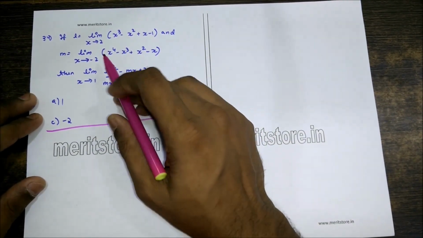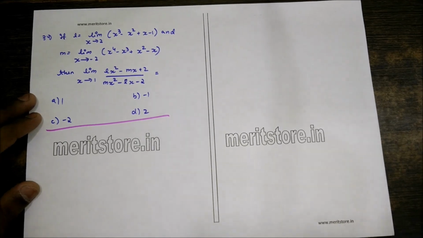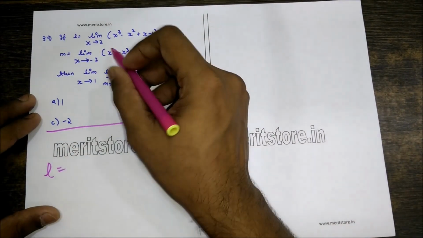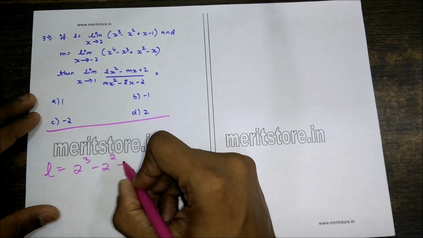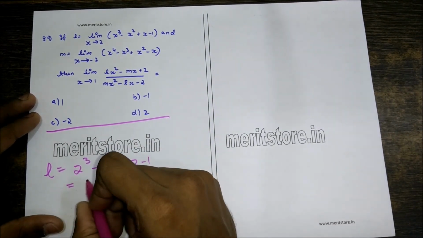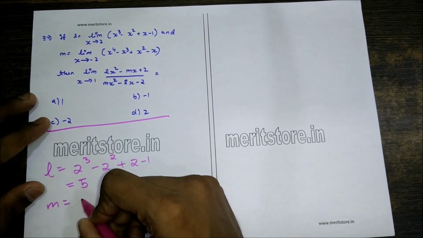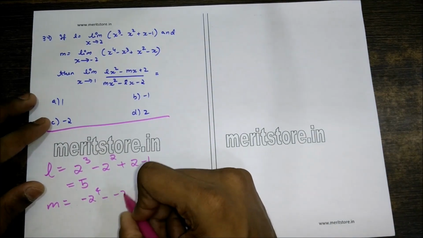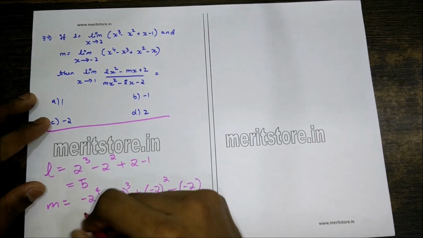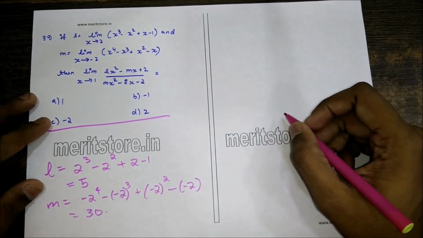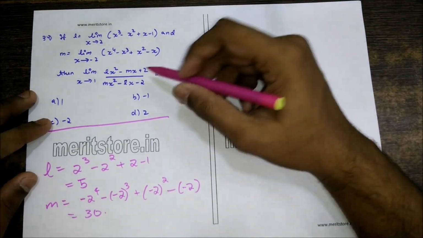L is equal to limit of x tends to 2, x cube minus x square plus x minus 1. So we write L is equal to, substituting the value of x as 2, we get 2 cube minus 2 square plus 2 minus 1. Therefore we get L as 5. And for M we substitute the value of x as minus 2. Therefore we get minus 2 raised to 4 minus minus 2 cube plus minus 2 square minus of minus 2. That is 30.